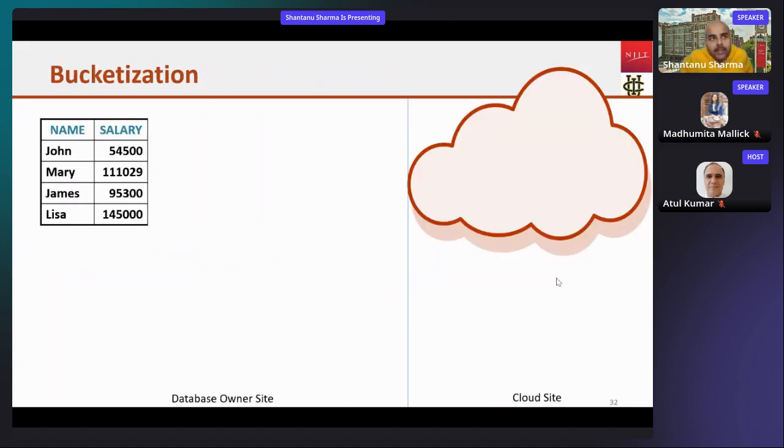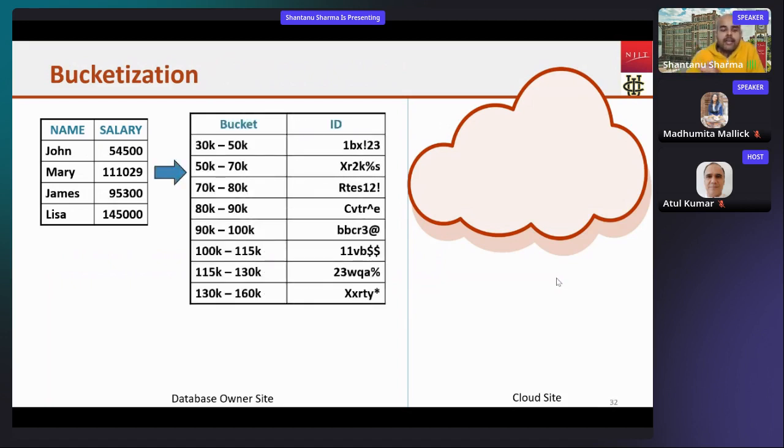So, in the beginning, I told you that bucketization is a technique that can solve most of the queries. Here is a very high level idea of bucketization. Let's say this is a table for name and salary, and the database owner wants to create buckets over this data. So what will the database owner do? Let's say I want to execute queries only on the salary part, so I will create buckets only for the salary part.